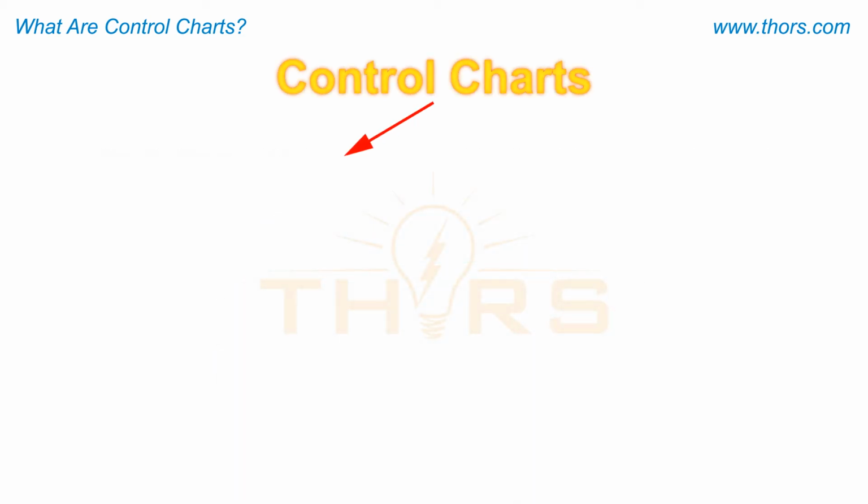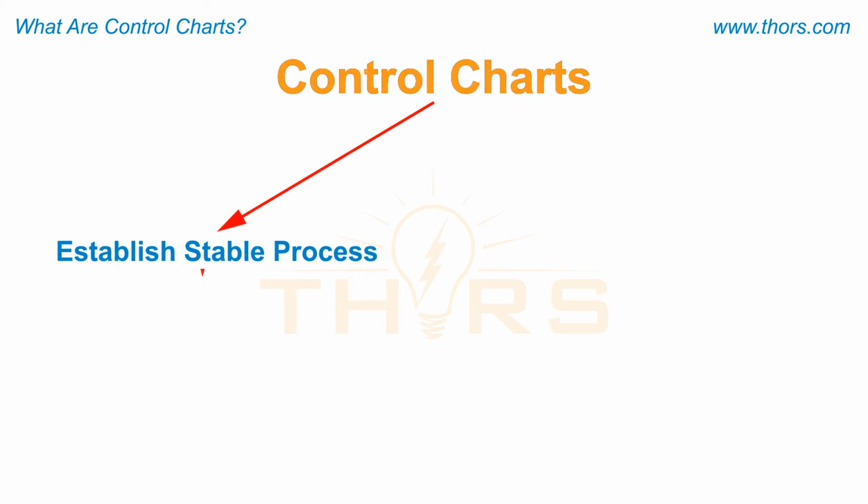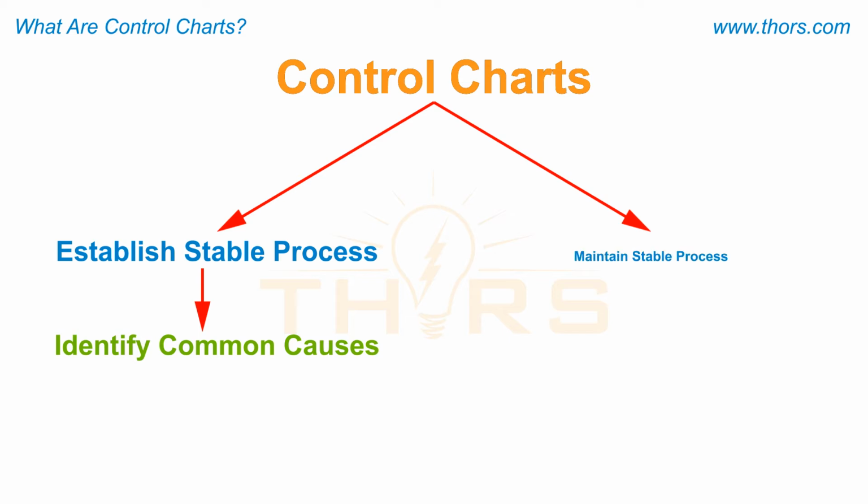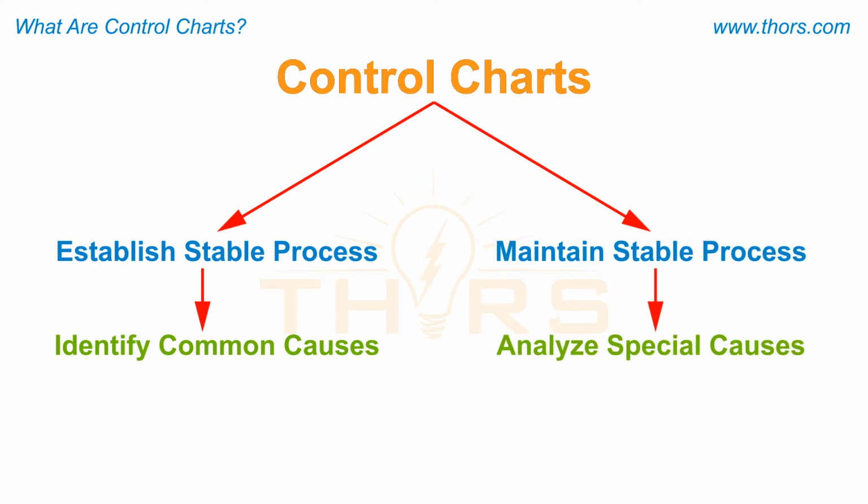These charts are used to establish a stable process by identifying common causes that are present and further maintain the stable process in control by analyzing the presence of special causes that lead to process product variations.